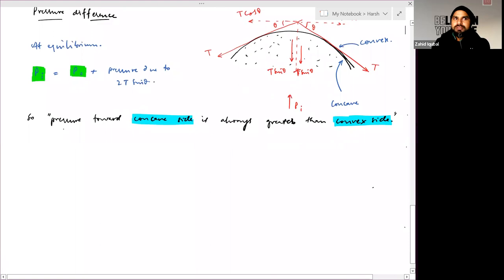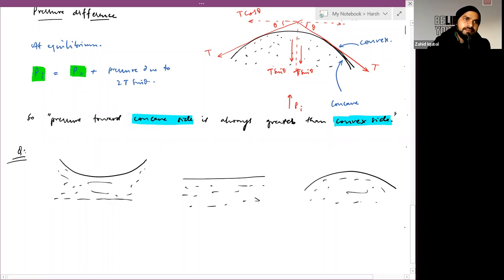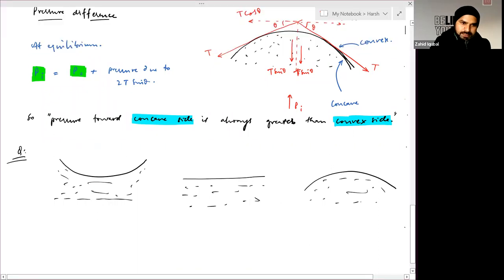So we have to calculate how much the pressure difference is between these two terms. Before that, let me give you a question related to this concept. You'll be asked, suppose you have a meniscus like this, in which liquid is at this point. One of the menisci is this, and one of the menisci is this. So let's say this is point 1 and this is point 2, in each of the three cases.